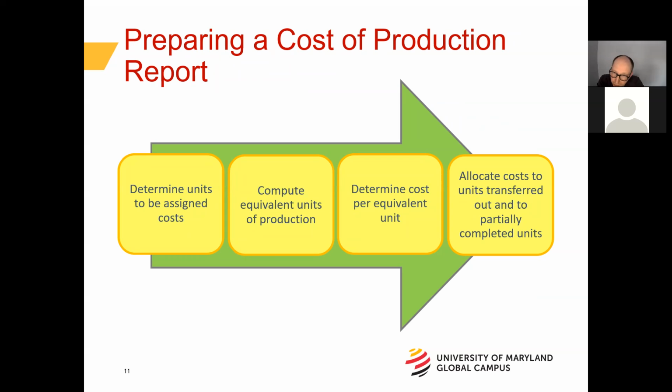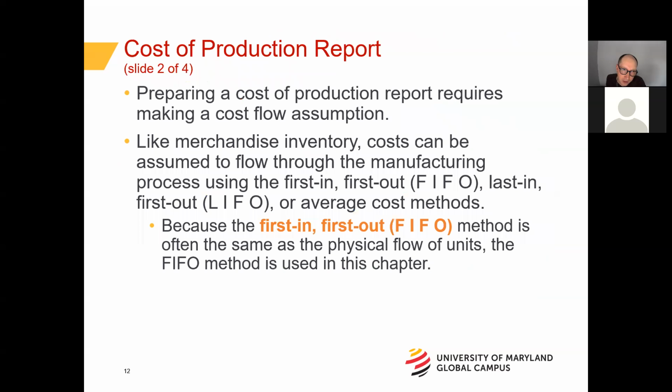The third step is to determine the cost of that equivalent unit. So the cost of an ounce, right? In that example. And the fourth and final step is to allocate costs to units transferred out and partially completed units. What that means is that we're allocating costs based off of the added factory overhead as it's been transferred to the next department.